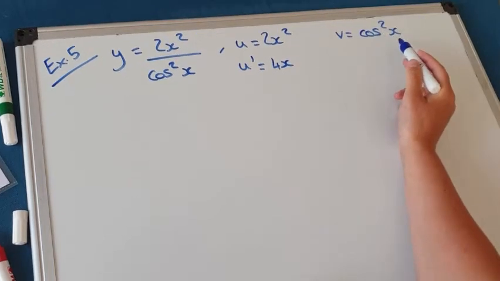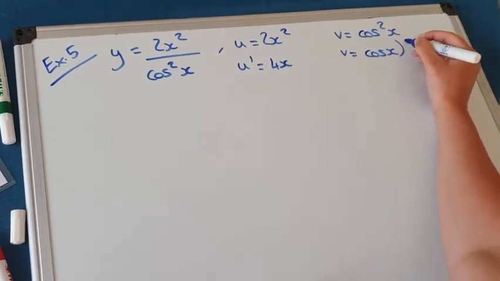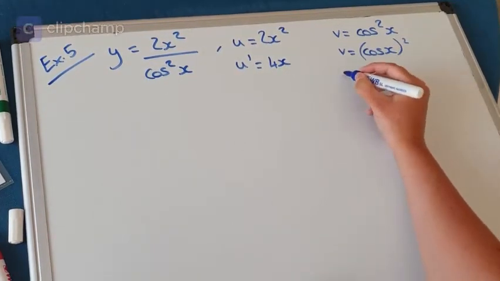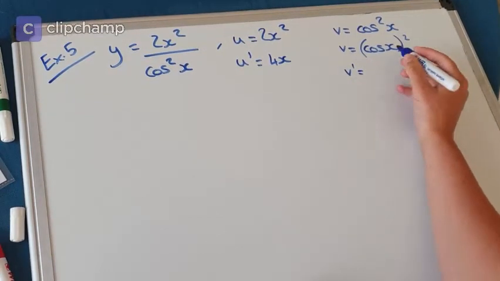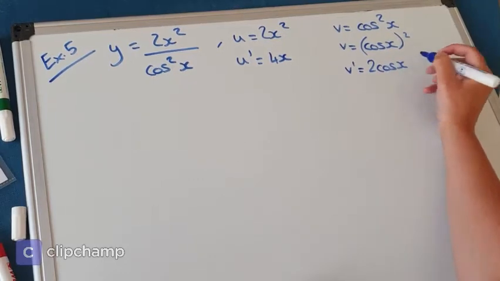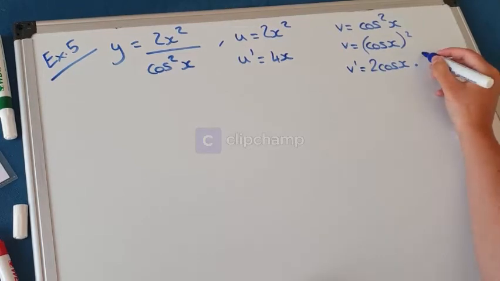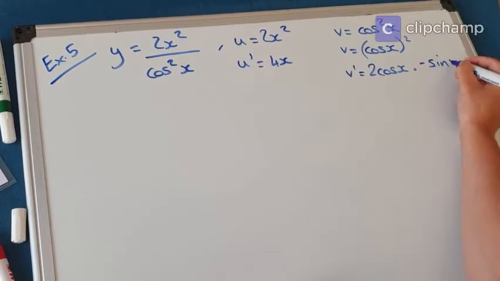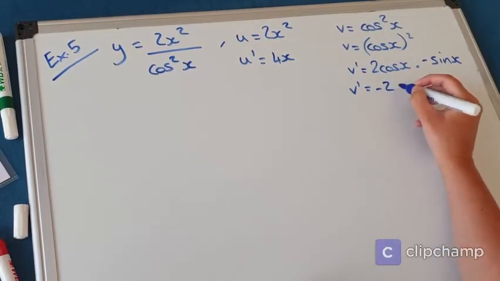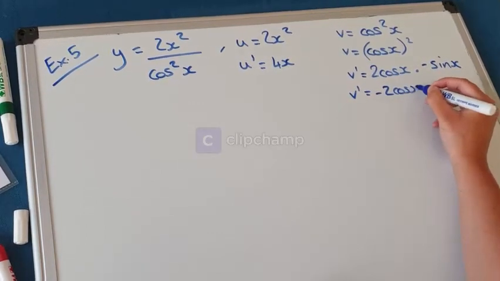And before I go to v dashed, I'm going to think of v as cos x all squared. And it's apparent here that we can then use the chain rule. Okay, so bring the power down. I'm left with 2 cos x to the power of 1. But I also want to multiply by the derivative of cos x, which is minus sin x. And that gives me minus 2 cos x sin x.